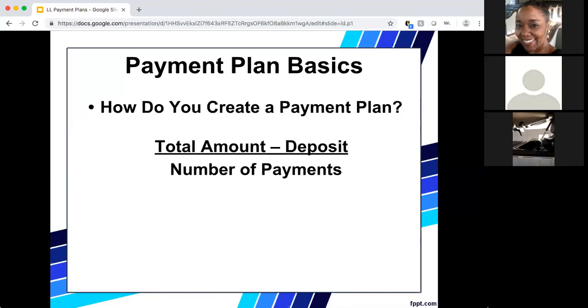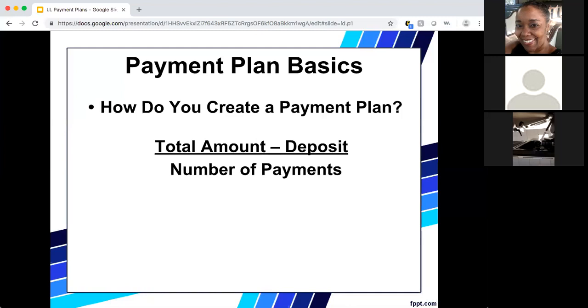So, if the total amount of the trip is $1,500 and their deposit is $300, you now have $1,200 left, and you're going to offer that to them in 4 payments. 1,200 divided by 4 means their payments would be $300. So that's just a round number that worked well for the math. But each time you do that, this is the basic formula you're going to follow.